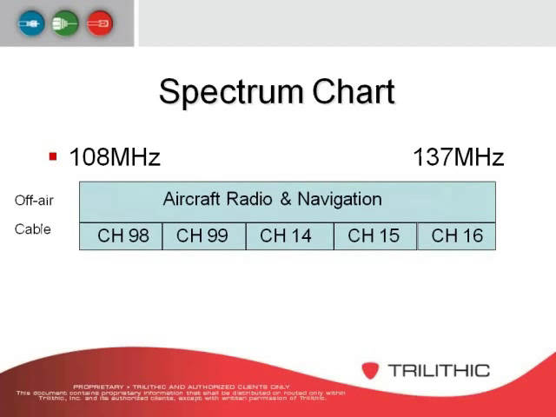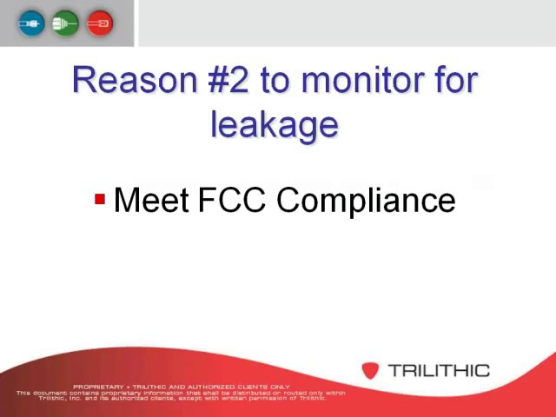So the spectrum range where the FCC wants to see us make our measurements is between 108 megahertz and 137 megahertz, right above the FM band. It's channels 98, 99, 14, 15, and 16 that we measure for our signal leakage for the FCC, the CLIs. Which brings you to reason number two to monitor for leakage: to meet FCC compliance.